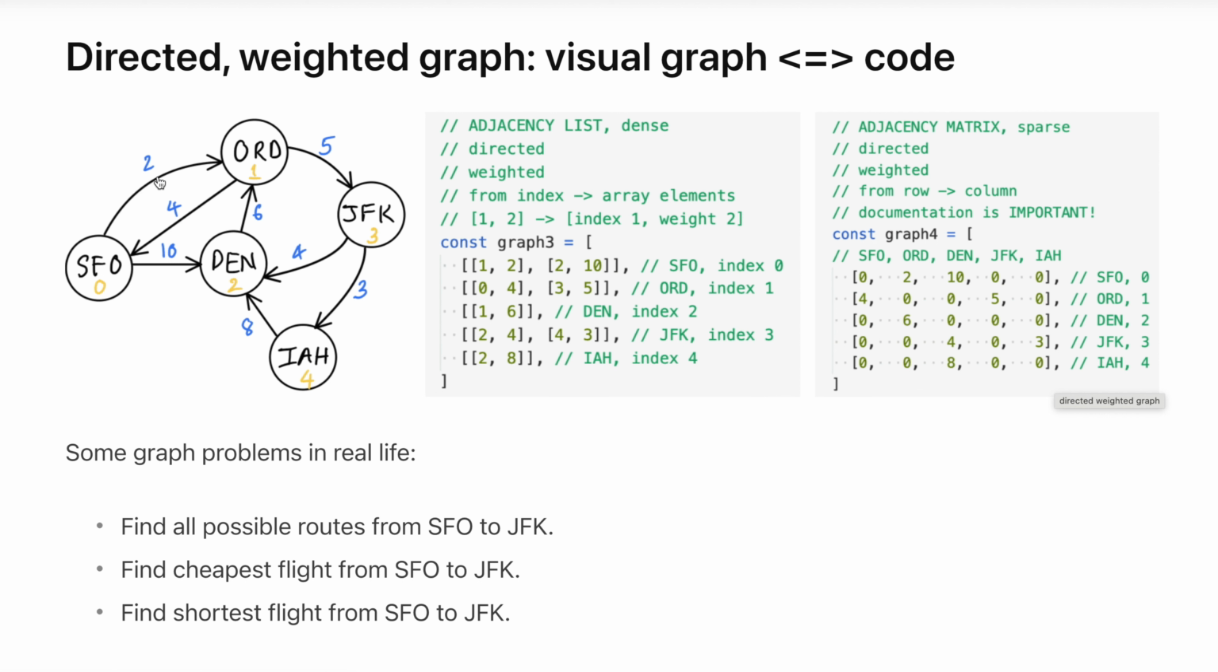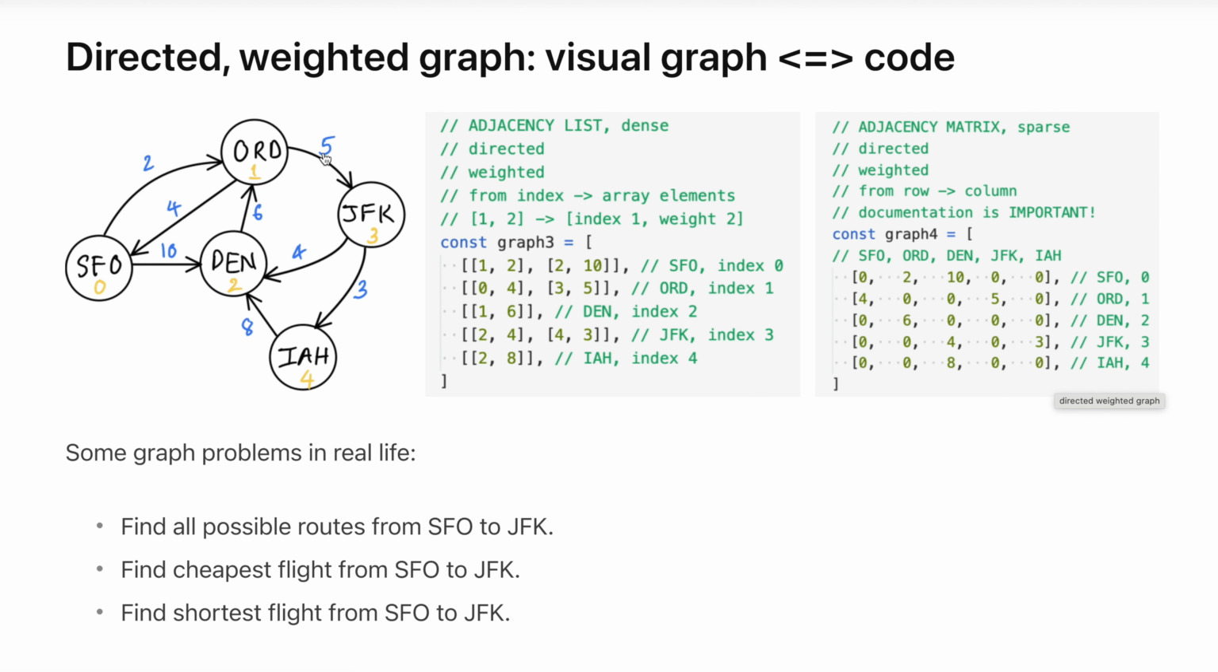Or the weight here can represent the time to fly from one airport to another. For example, if we fly from SFO to DEN, it's gonna cost 10. And from DEN to ORD, it's gonna cost 6 units of time, maybe in hours or minutes. The unit is actually up to us.